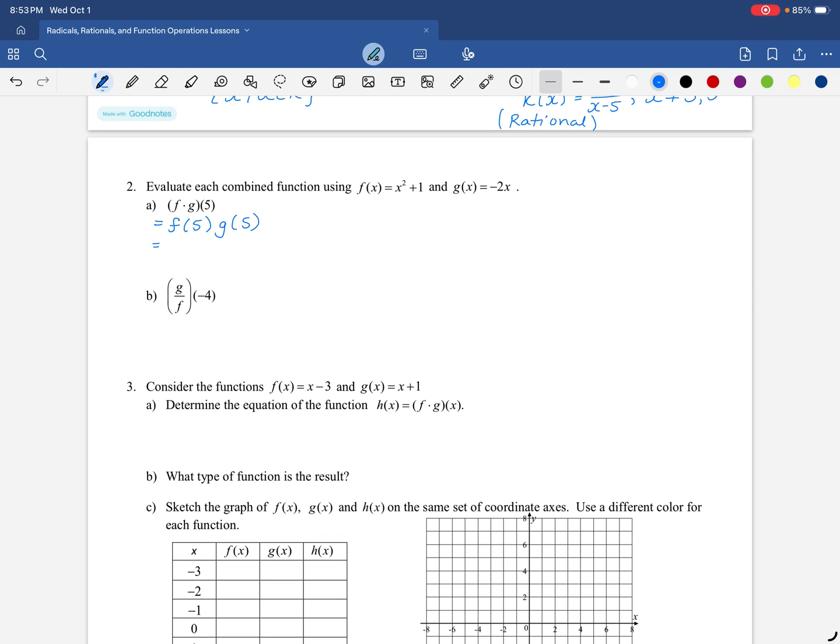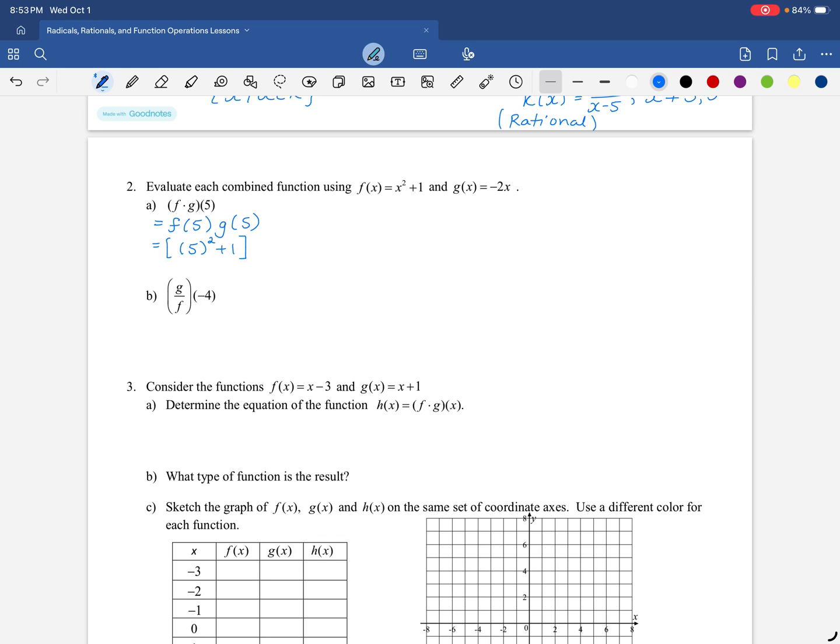So function f is defined as this quadratic x squared plus 1, but what this means is I'm now going to substitute the 5 into the x's position. Okay, so here we go. I'm just going to use a square bracket here. Okay, so here's my substitution of 5. So 5 is going in. I'm squaring it. I'm adding 1. So there's function f of 5.